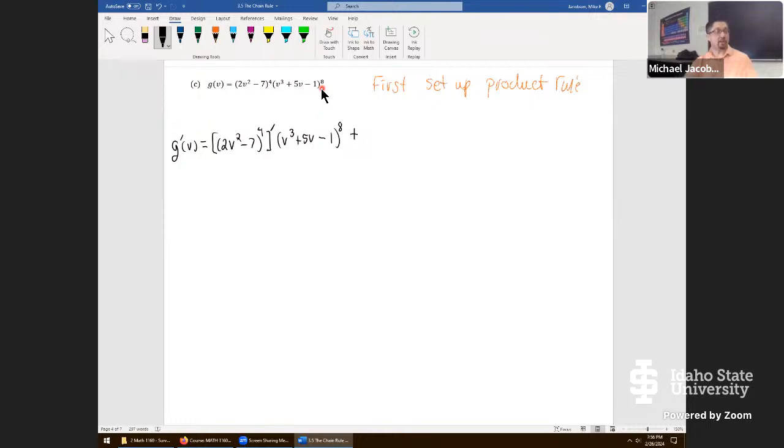Next, there's always a plus in product rule. Plus in product just kind of makes sense. We're copying this one this time. So (2v squared minus 7) power 4. And we're differentiating that one. So I'll put in a bracket to show it better. So bracket (v cubed plus 5v minus 1), forgot a parenthesis inside there, to power 8. Close the bracket and put a prime symbol on it.